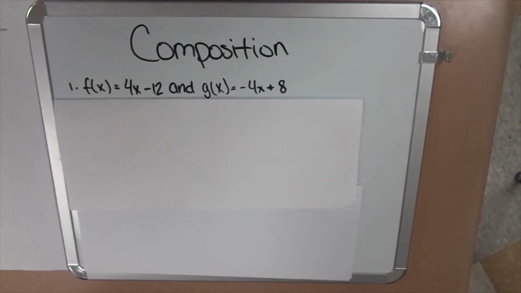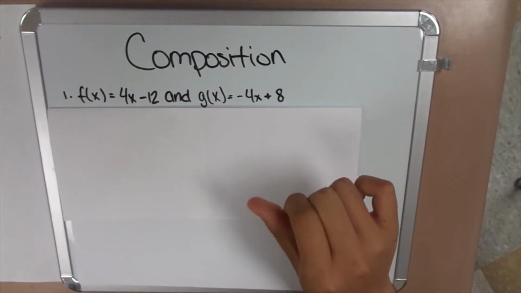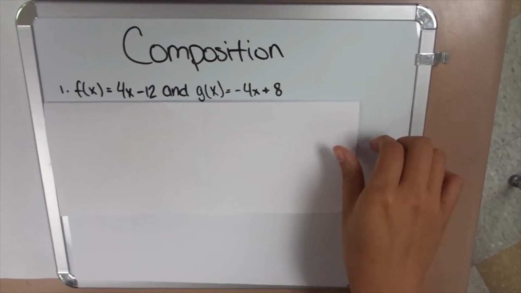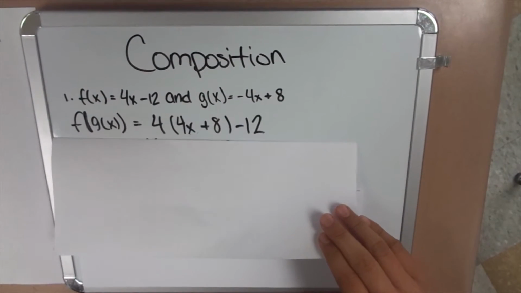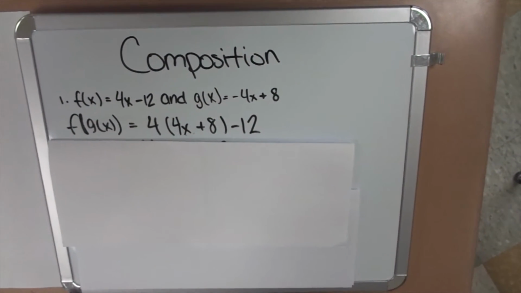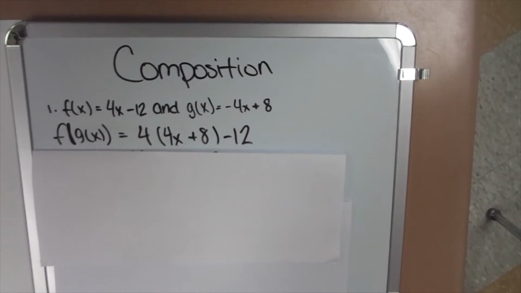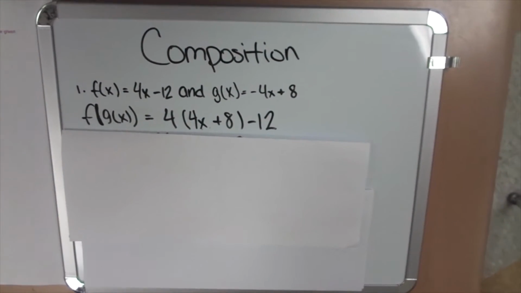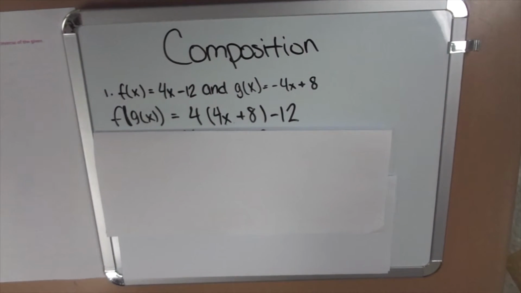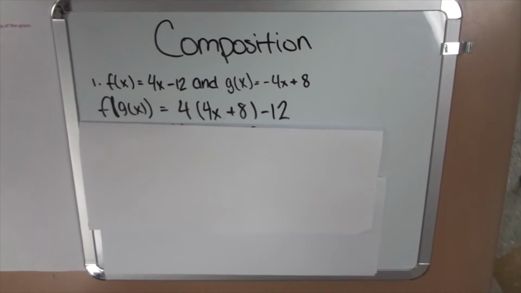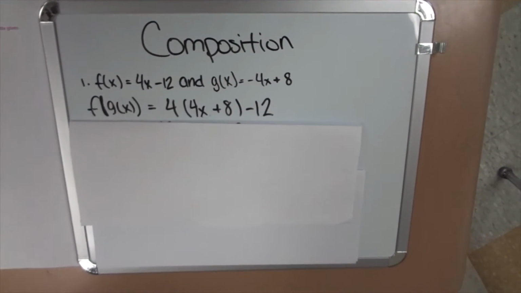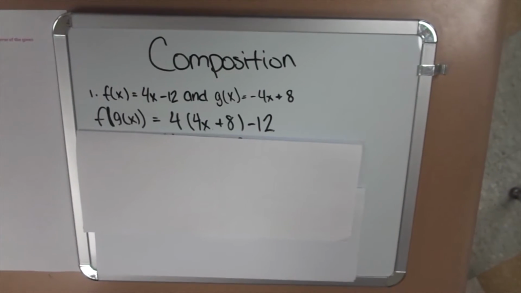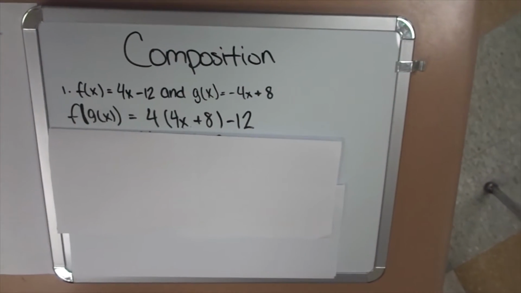The way that you use composition is that you substitute one of the functions in as x in the other function. So in this case, you would do f of g of x equals 4 times g of x, which is 4 times negative 4x plus 8 in parentheses, minus 12. Now you can do either f of g of x or g of f of x, because if two functions are inverses, they undo each other.